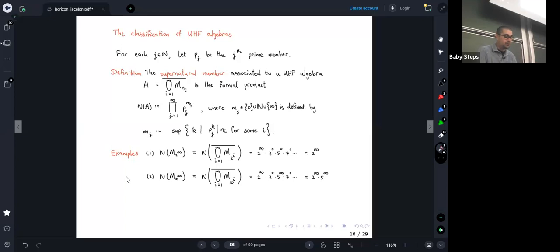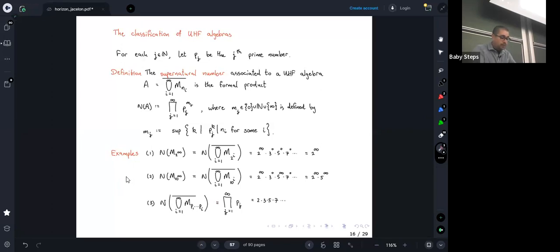Similar example: if we look at M_10^∞, this analogously means we have M_10 sitting inside M_100, sitting inside M_1000, and so on. So now we have the primes 2 and 5 dividing these numbers n_i to arbitrarily high powers. But again, no other primes appear. So the supernatural number is 2^∞ times 5^∞.